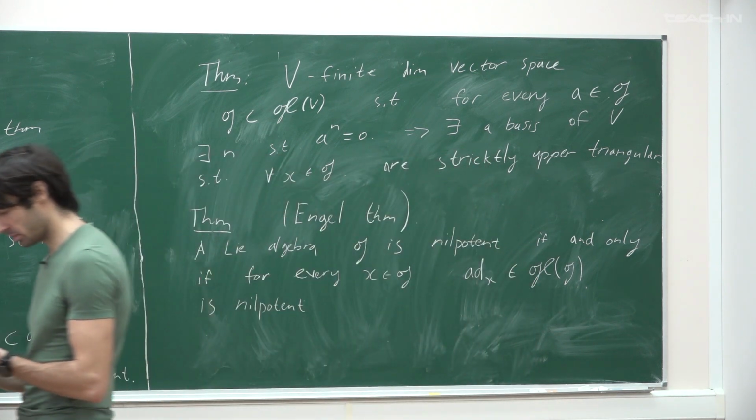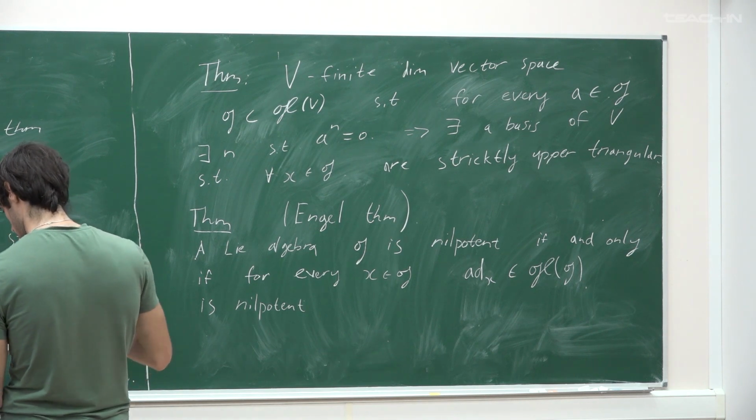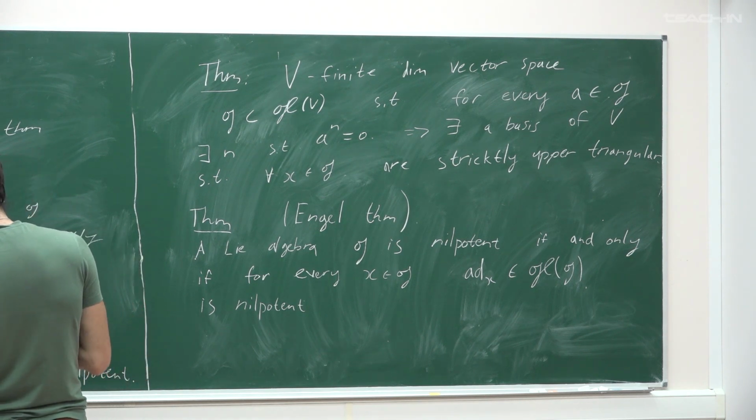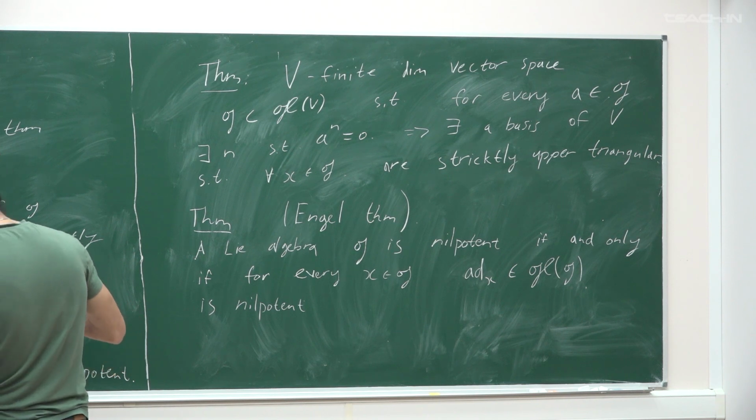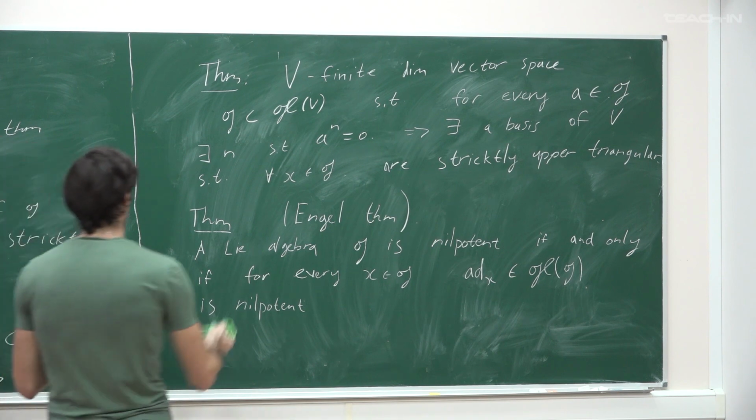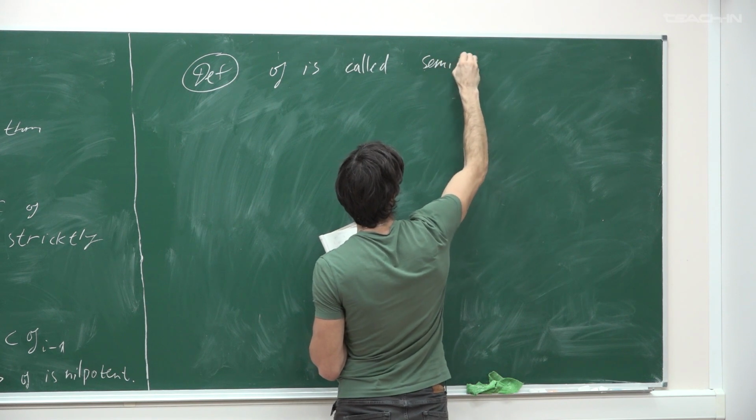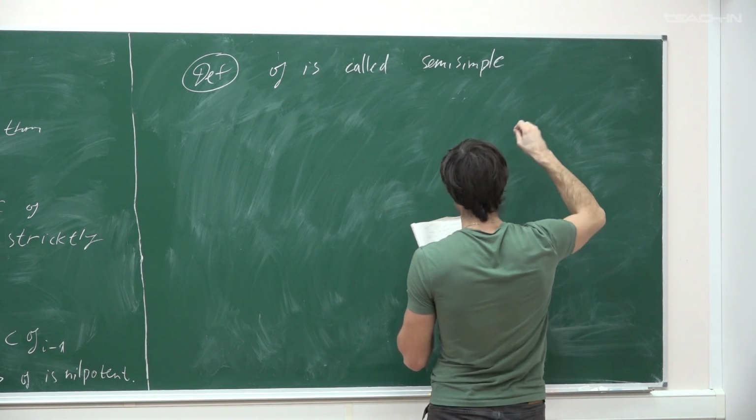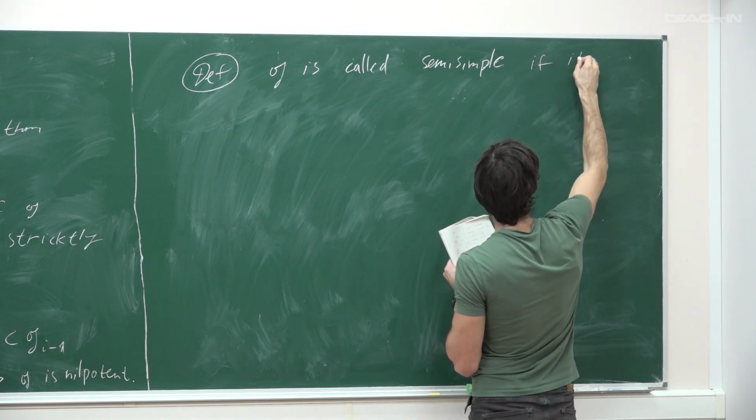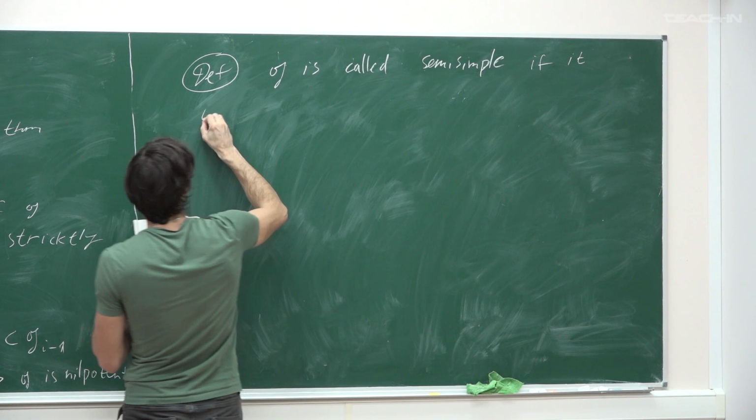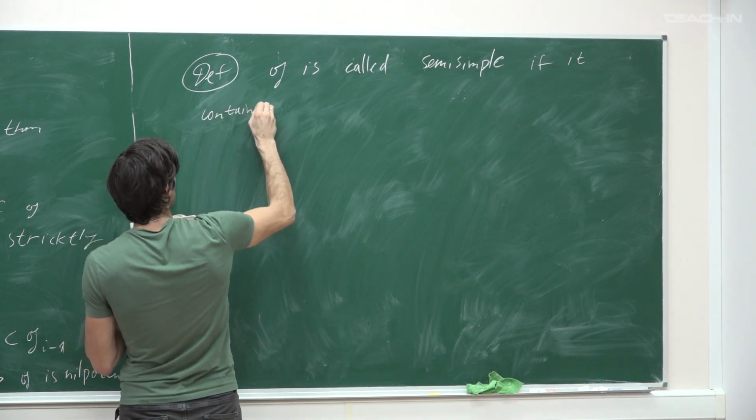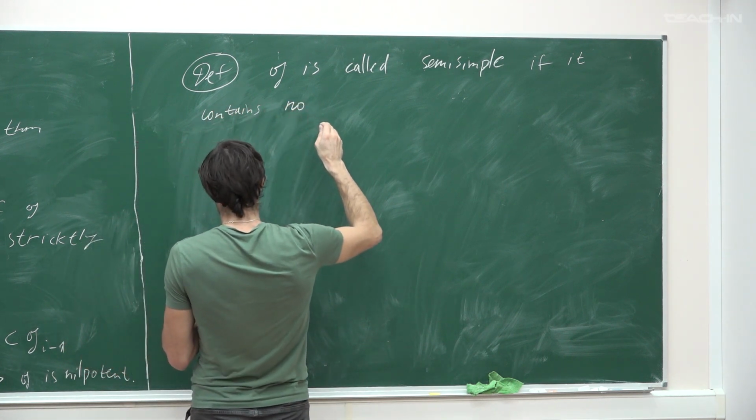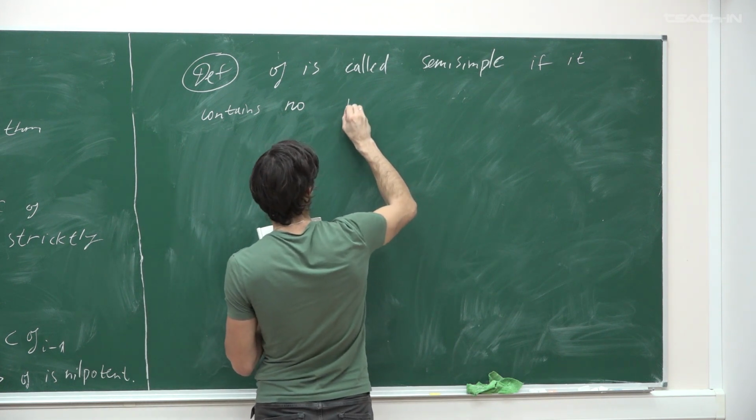So the next thing that I would like to say is, okay, now is the time to define what a semisimple algebra is. A Lie algebra is semisimple if it contains no non-zero solvable ideals.